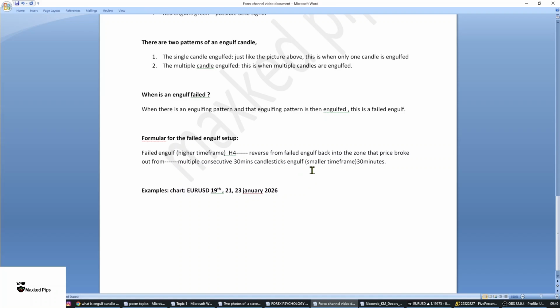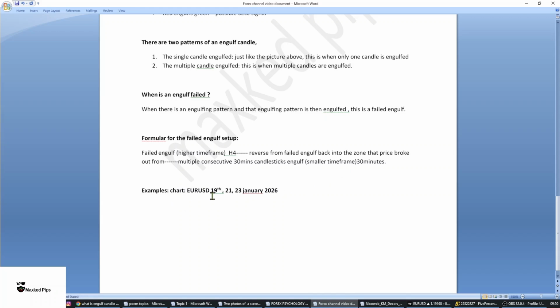Once you learn the setup, you can tweak it and use whichever time frame you think is right after backtesting. But for the sake of this, we're going to be using H4 as our higher time frame and 30 minutes as our lower time frame. So with that being said, let's head to the chart.